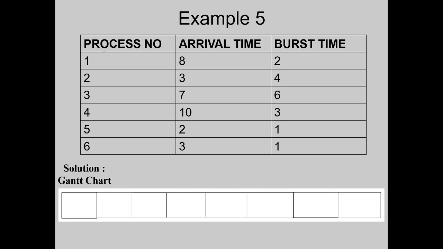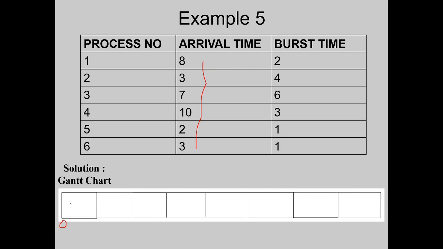So in this problem they are given the processes, arrival time and the burst time. Now if you observe this arrival time, you can see at unit 3 two processes have arrived here. So how to do this we are going to study now in this problem. Always start with unit 0. You can see here none of the processes has arrived at unit 0.